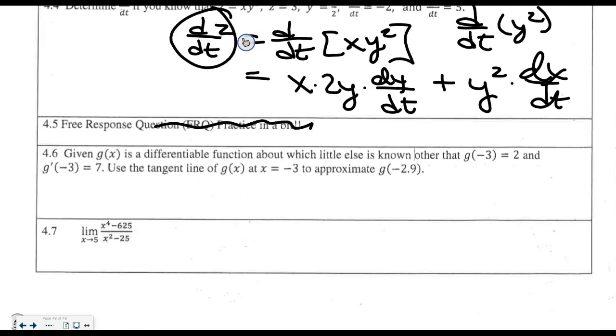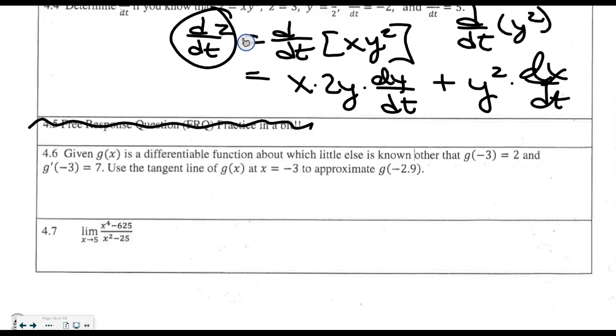We already did a free response on particle motion, so that's out. Read 4.6 and tell me what it's testing. What is that skill? Tangent line approximation. Yeah. So you need the tangent line first. Go get it. See if you remember how to get a tangent line.